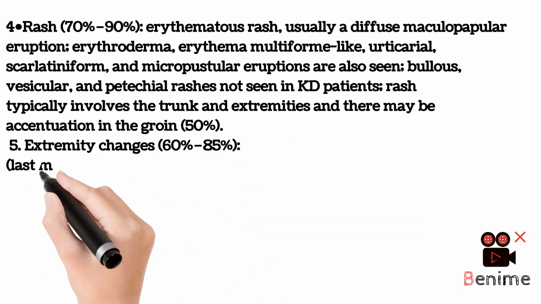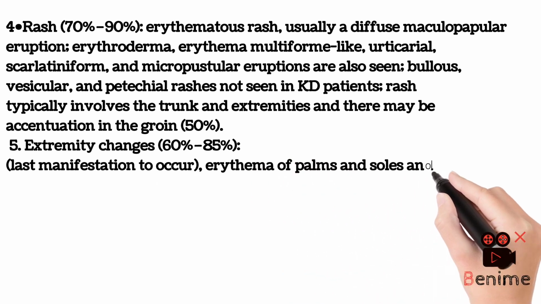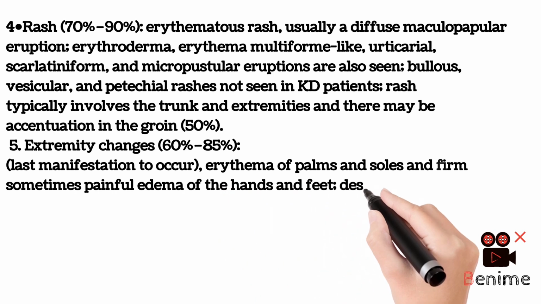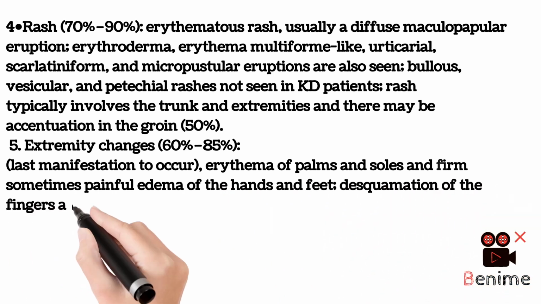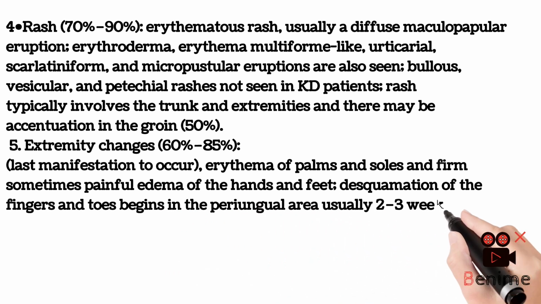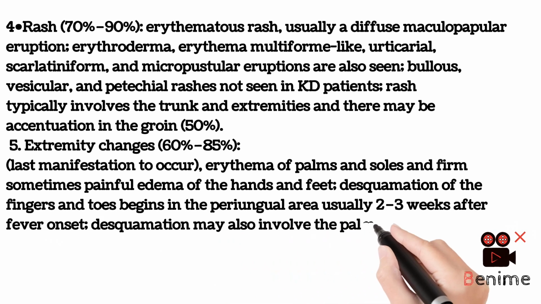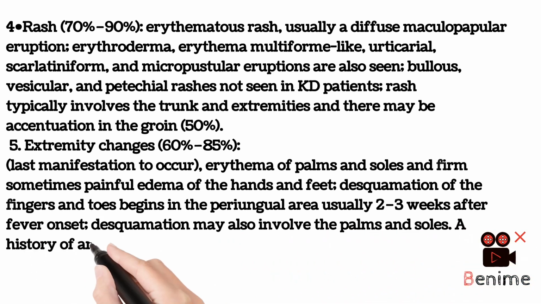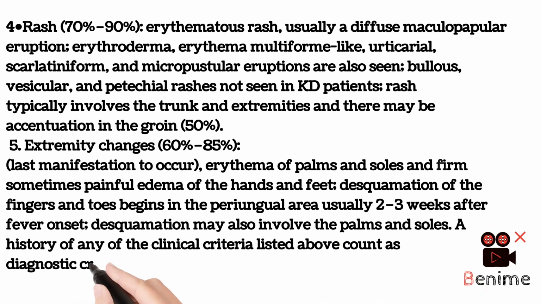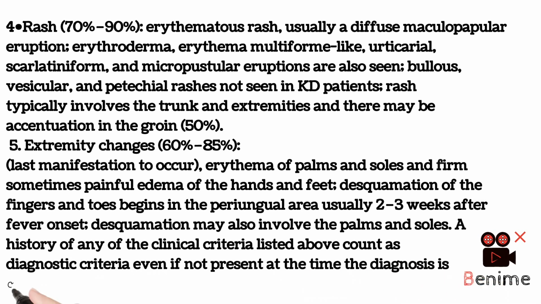5. Extremity changes, 60%-85%, last manifestation to occur: erythema of palms and soles and firm, sometimes painful edema of the hands and feet. Desquamation of the fingers and toes begins in the periungual area, usually 2 to 3 weeks after fever onset. Desquamation may also involve the palms and soles. A history of any of the clinical criteria listed above counts as diagnostic criteria even if not present at the time the diagnosis is considered.